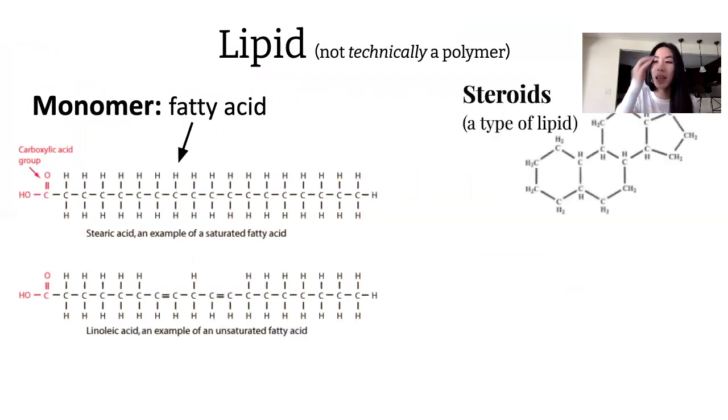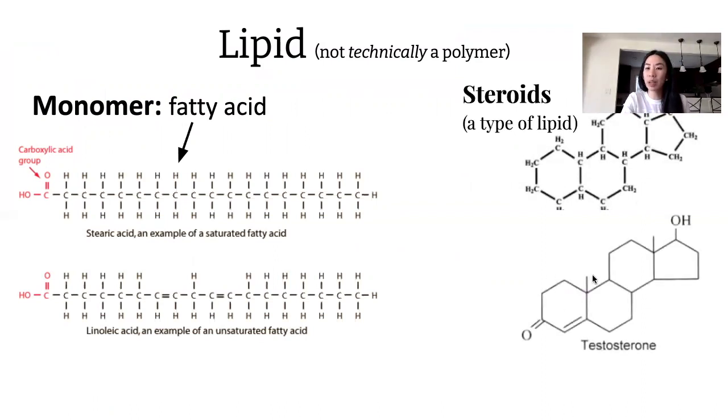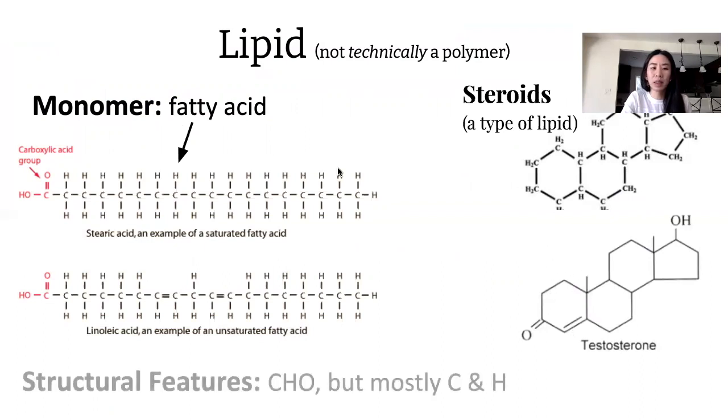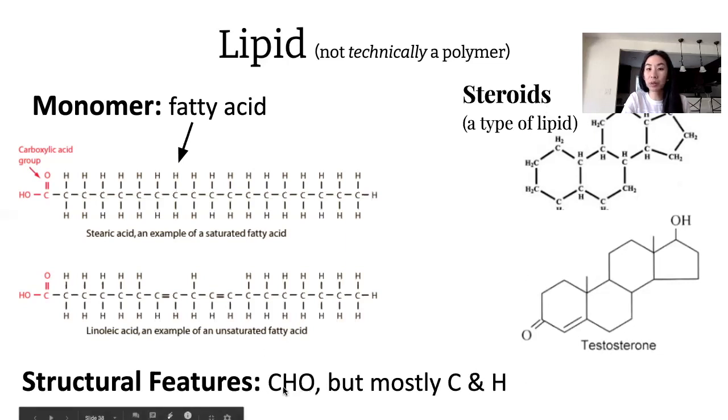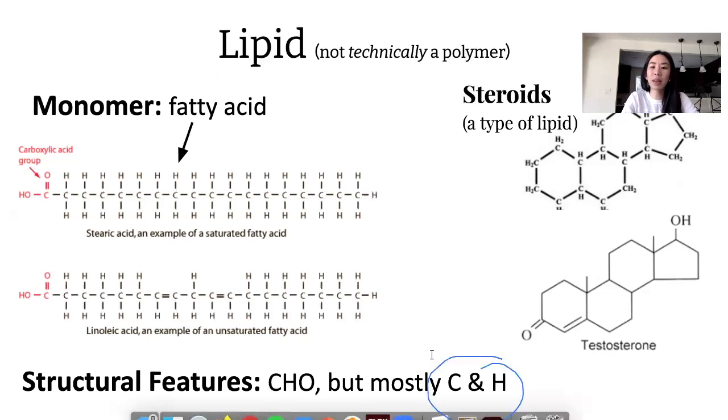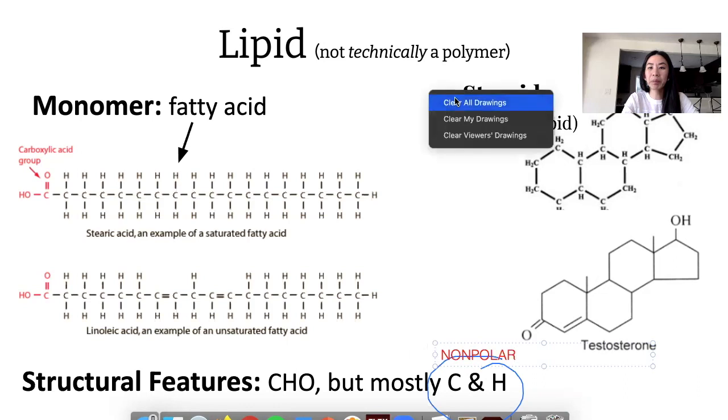Steroids are a type of lipid, and these are the ones that look like 4 rings fused together. Notice though that all of these rings, since they don't have any atoms around them, are just carbons and hydrogens. The structural features of lipids are predominantly CHO, okay, so C, H, and O, but mostly carbons and hydrogens. Because it is mostly carbons and hydrogens, that means that they are non-polar. If anything, you should know lipids are pretty much non-polar. They do not like to mix with water. They are hydrophobic. Okay?